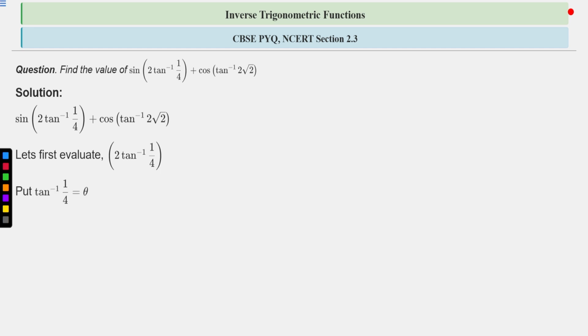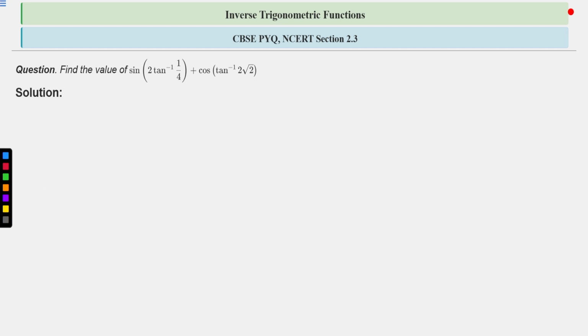Put tan⁻¹(1/4) equal to θ. Therefore, tan θ will be equal to 1/4. We know that sin 2θ is basically 2 tan θ upon 1 + tan²θ. Clear? Therefore, you can write it as 2 × 1/4 upon 1 + (1/4)², and after simplifying this, you will get 8/17.